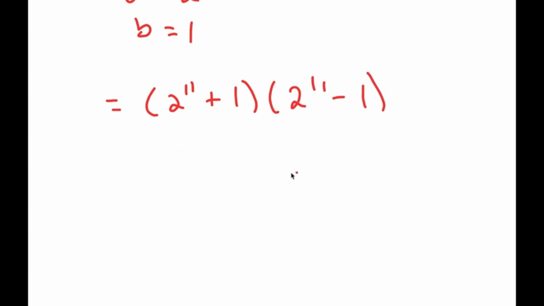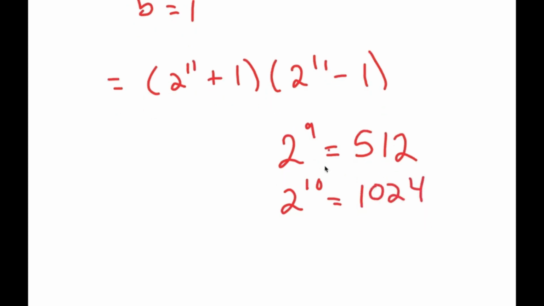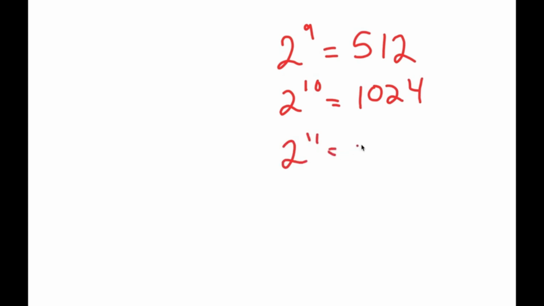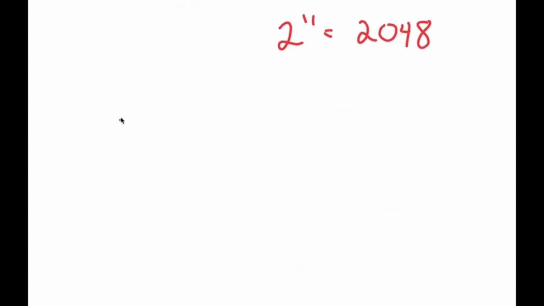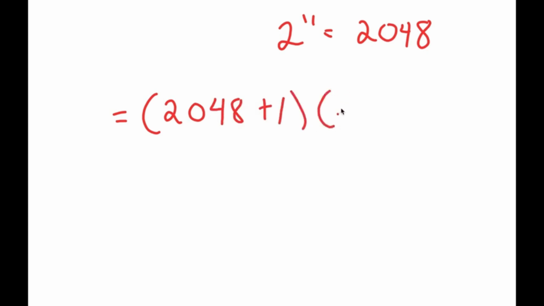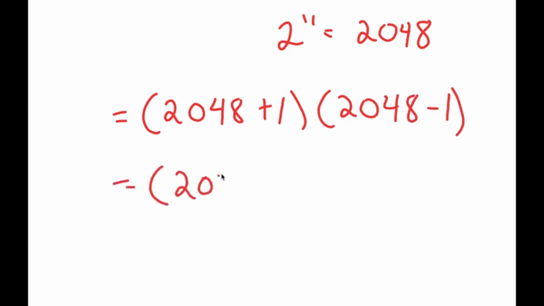Now what is 2 to the power of 11? Well, 2 to the power of 9 is 512. 2 to the power of 10 is going to be double of 2 to the power of 9, which is double of 512, which is 1024. So 2 to the power of 11 is double of 1024, which is 2048. So now I get 2048 plus 1 times 2048 minus 1. Now 2048 plus 1 is 2049, and 2048 minus 1 is 2047. So I get 2049 times 2047.